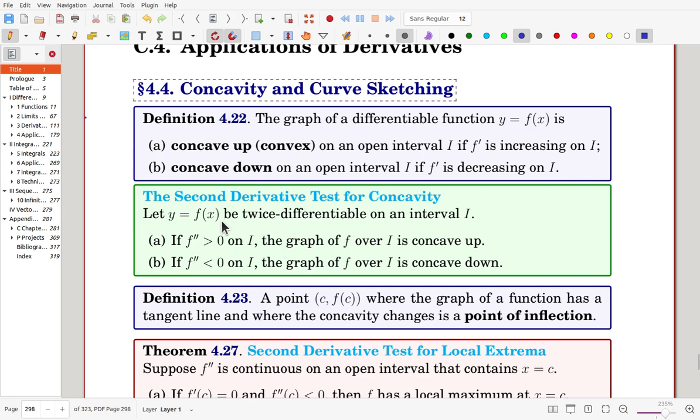By using the second derivative, we can figure out the concavity. Once the function is twice differentiable, if f double prime is positive, that means f prime is increasing, so the graph of f must be concave up. And if the second derivative is negative, then the graph of f must be concave down.